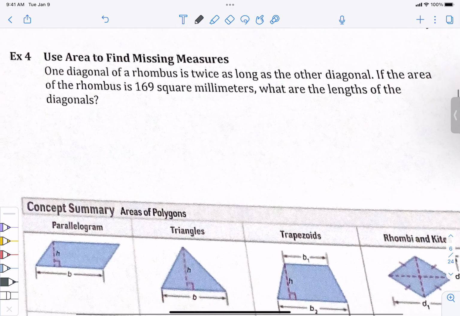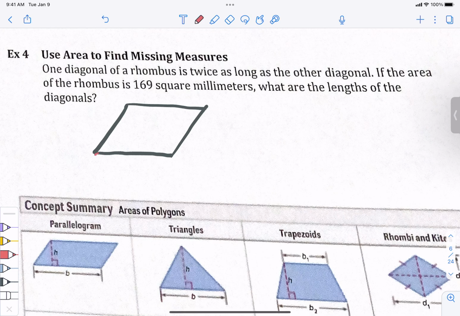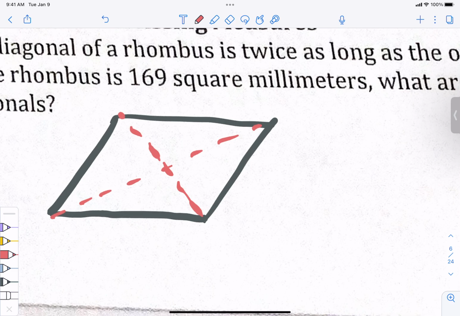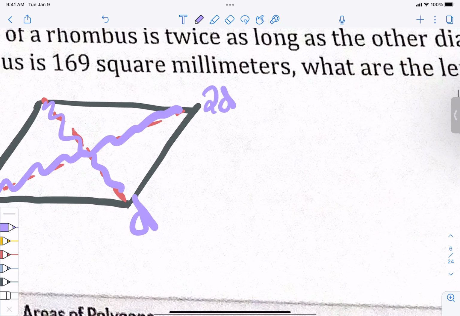All right, last question. One diagonal of a rhombus. Here's my rhombus. One diagonal of a rhombus is twice as long as the other one, okay? So we have a short diagonal, we have a long diagonal, and one of them is twice as long as the other, okay? So what do we label each of our diagonals as? If one is twice as long as the other, we need a variable. Let's call it D, okay? So let's label this guy as D, right? What would this one be? Twice as long as that, right? 2D, right? So we have D and 2D, yeah?